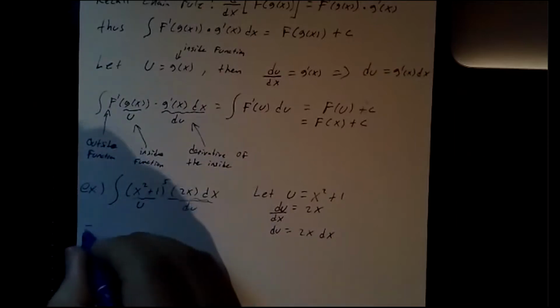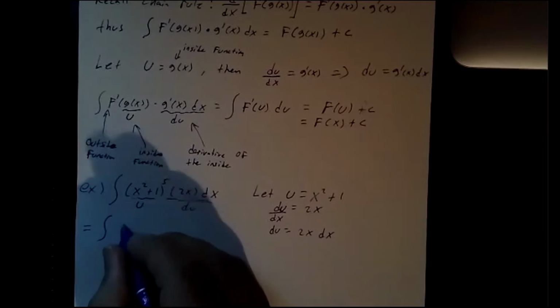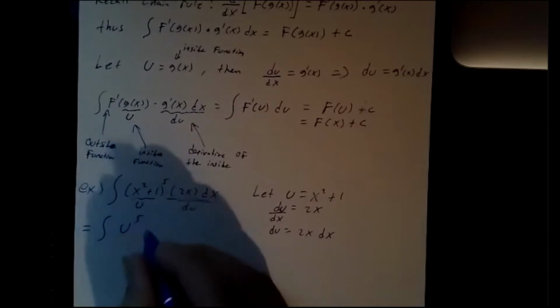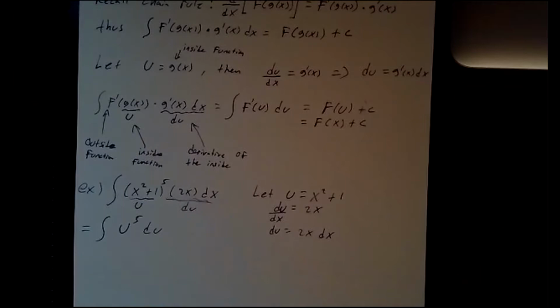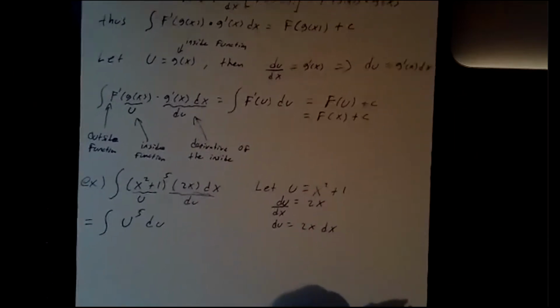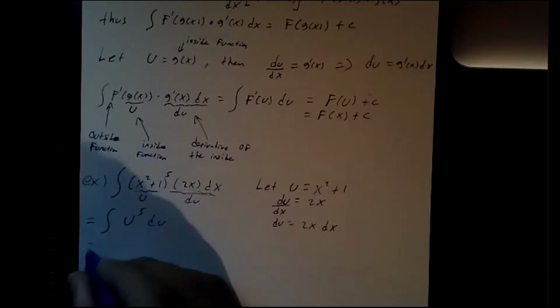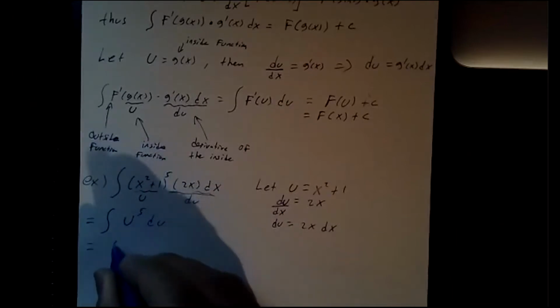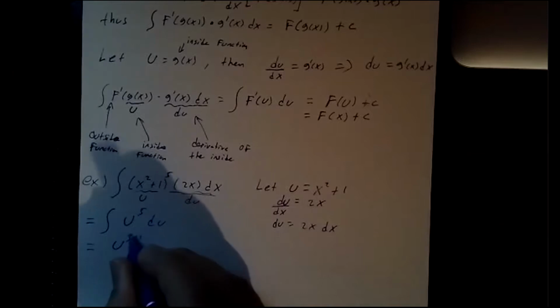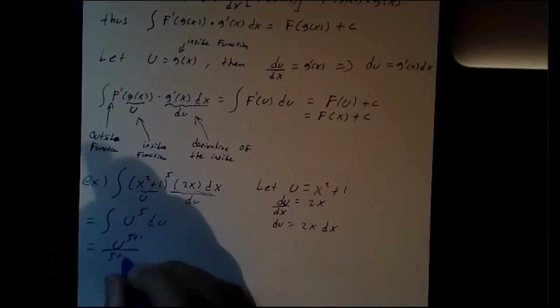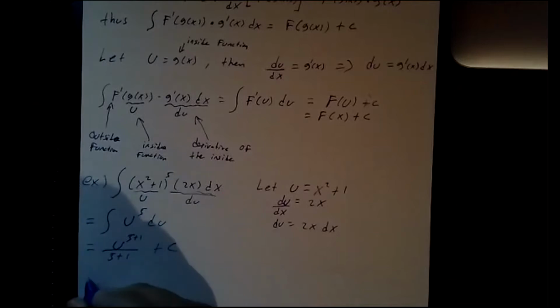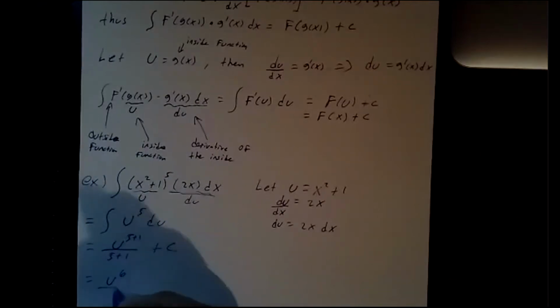So substitute. So now we have u to the 5th du. Do you see how the substitution happened? Yeah, I see it. So then just integrate. Now that it's an easy question, you just do the power rule, right? That's going to be 5 plus 1 over 5 plus 1 plus my c, which will be u to the 6 over 6.